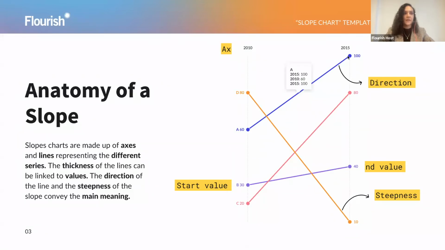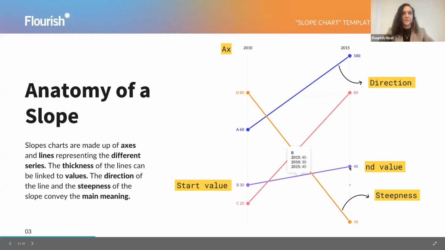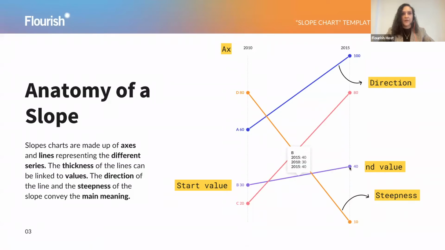So besides the points and the lines, slopes also convey information through the direction of the lines and the steepness. So when we see a line going upwards, we are seeing an ascending trend, so values increased. And when we're seeing a steeper line, so a more acute angle, that means that the variation is bigger. For instance, in series D, we can see that the value decreased very dramatically from 2010 to 2015. Whereas if we compare it to series B, we see that the variation is quite minimal, and so the line is almost flat. So that's the way in which slopes convey meaning and show data.